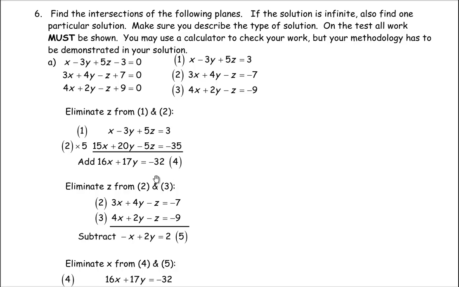So again, back to 2 and 3, I don't have to multiply them by anything at all. Just take equations 2 and 3, and subtract them because the z's are exactly the same. So 3x minus 4x would be -1x, 4y minus 2y is 2y, and the z's subtract to 0. And -7 take away -9 is the same as -7 plus 9, which would be 2. So notice equations 4 and 5 both have z eliminated, so they just have x and y.